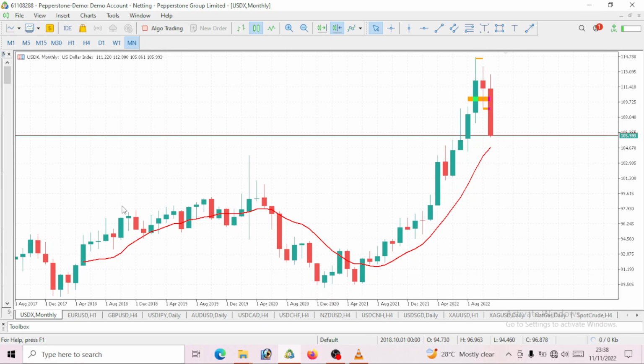Let's take a look at our DXY for the week, which is our USD index.